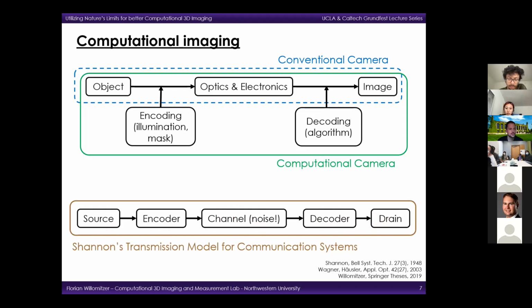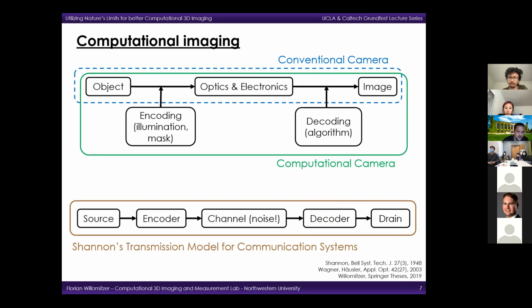And what is so striking now is that we can describe a computational camera as a communication channel as well. So for example, if our computational imager would be a 3D camera, then the object surface information is encoded, and then it's transferred through optics and electronics, and later it's decoded with an algorithm that finally calculates the 3D image.